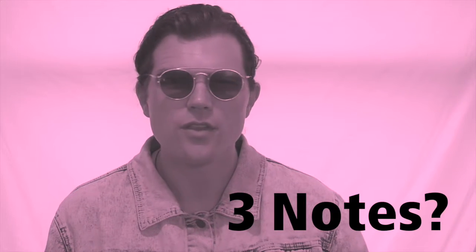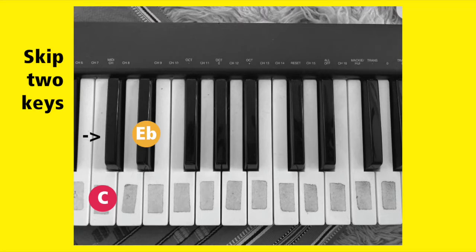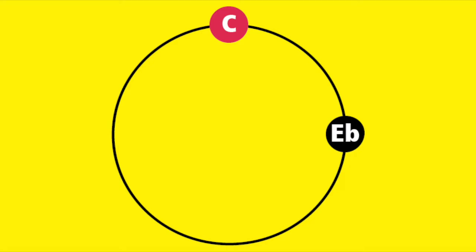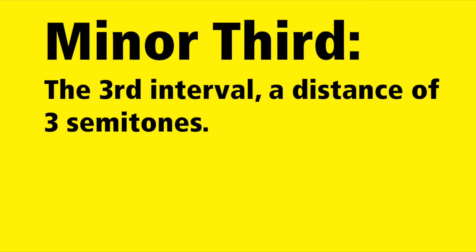Okay, this is getting interesting. What if we go up 3 notes at a time? A 3-note interval, so going up 3 keys on the piano or 3 frets on the guitar, sounds like this. And it's called a minor third. I see where this is going. It's called a minor third because it sounds a little sad.